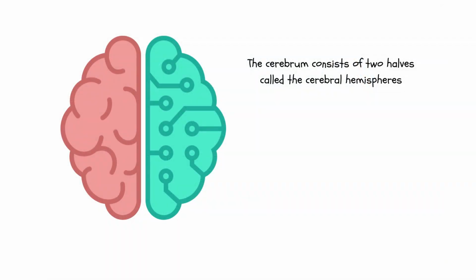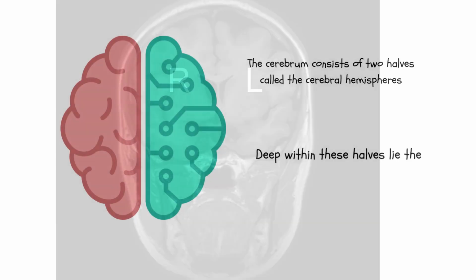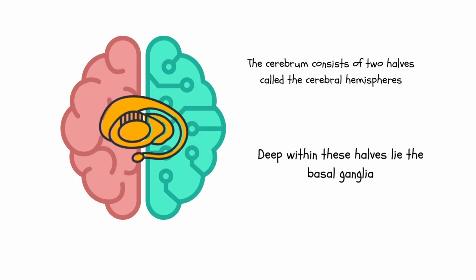The cerebrum is divided into two almost identical halves known as the cerebral hemispheres. Here in this MRI image, you can see the right and the left half of the cerebral hemisphere. Deep within these halves lie the basal ganglia.